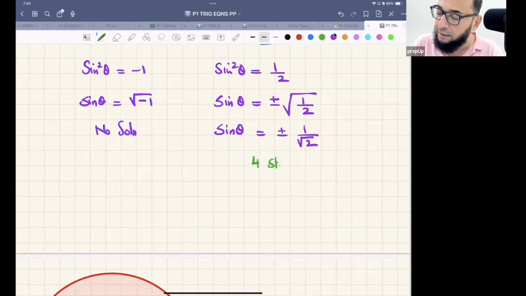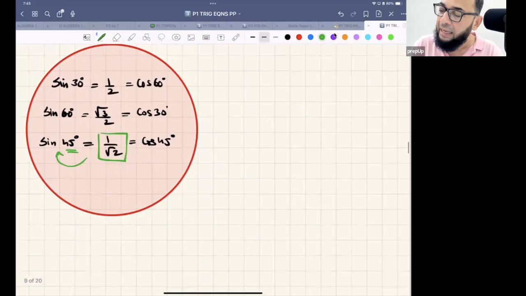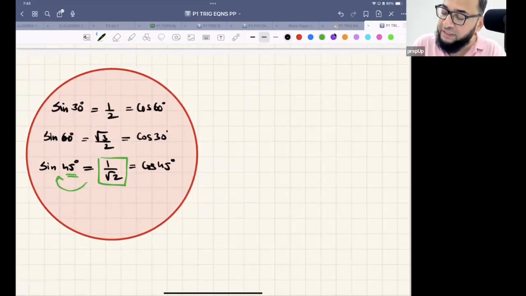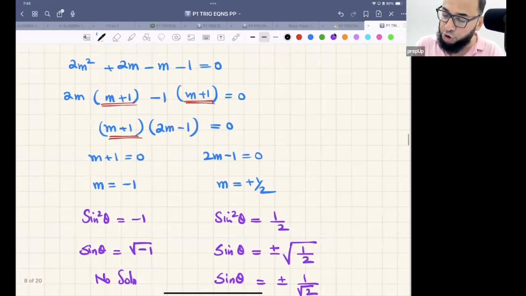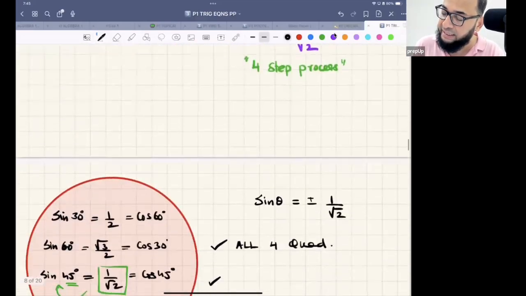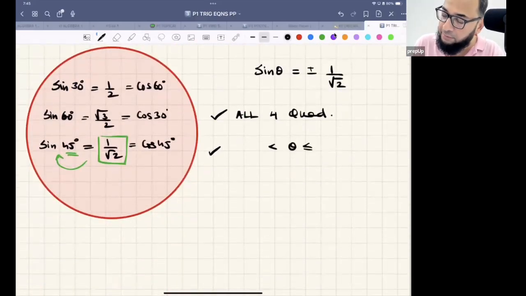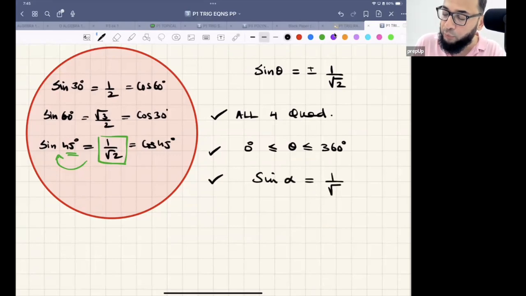Now I'll start the 4-step process over here, and let's see how it goes. First of all, sine theta equals plus minus 1 over root 2. The answer is in all 4 quadrants. The next thing: what is the range? The range is 0 to 360 inclusive, so theta lies between 0 and 360 degrees inclusive. Let alpha be the basic angle. Sine of alpha is 1 over root 2. Therefore, alpha is 45 degrees.